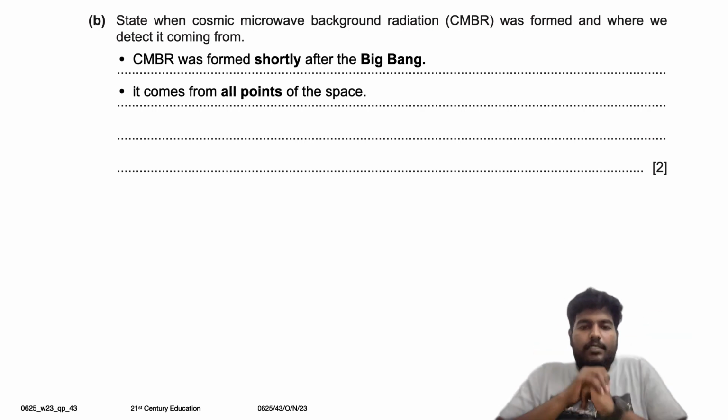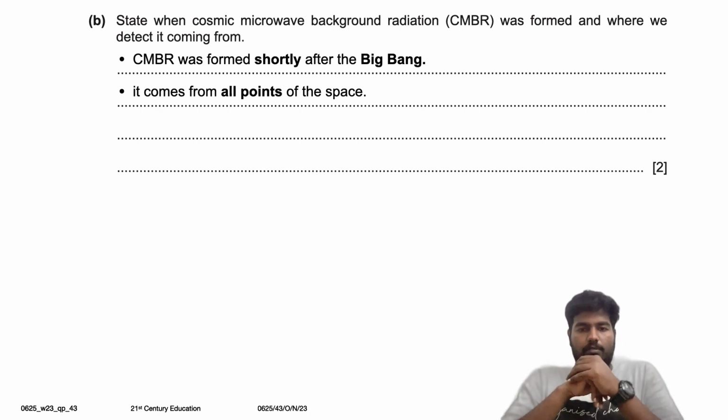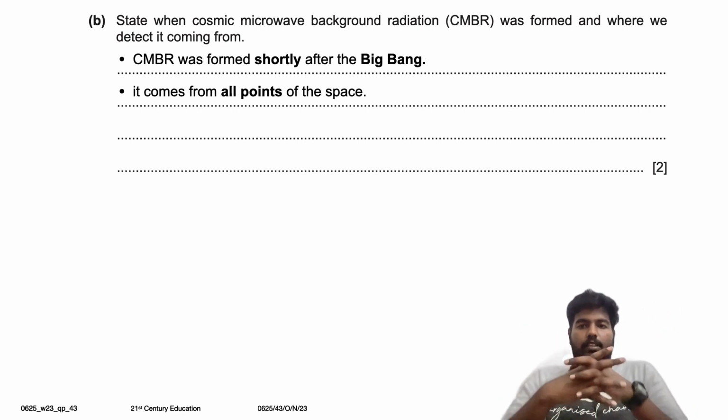There is a small interesting story about this CMBR. In search of a good design for a microwave oven, those scientists found that, other than microwaves, there is a radiation coming from everywhere. For that, they got the Nobel Prize.